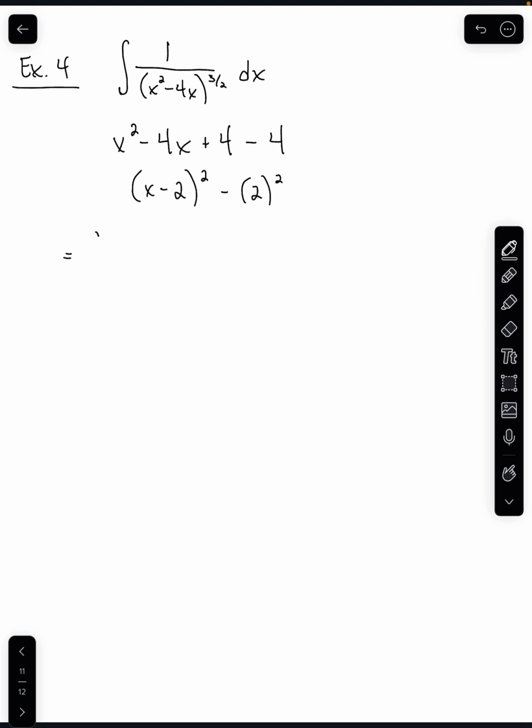I am now going to rewrite my integrand as 1 over x minus 2 squared minus 2 squared to the 3/2. And at this point, I am now prepared to construct a right triangle to help determine the appropriate trigonometric substitution to proceed with this. And then later, of course, to use that same triangle to return to our original variable x.